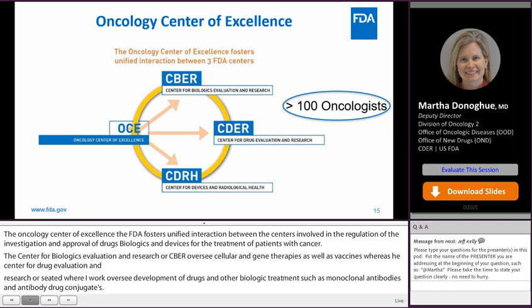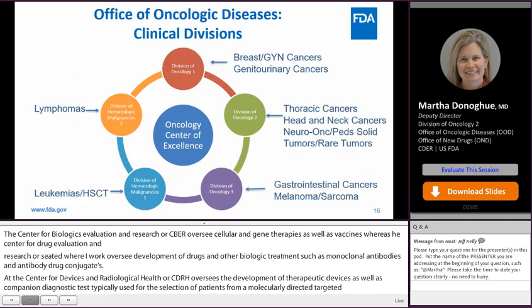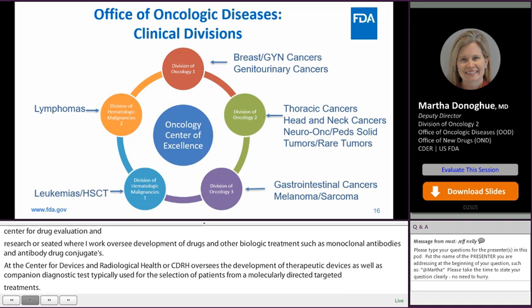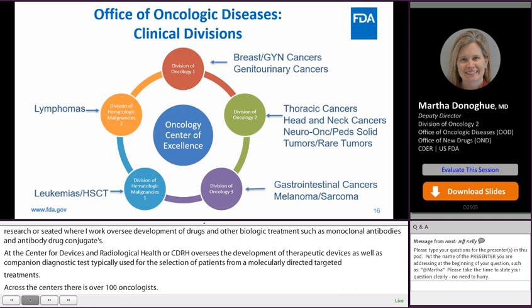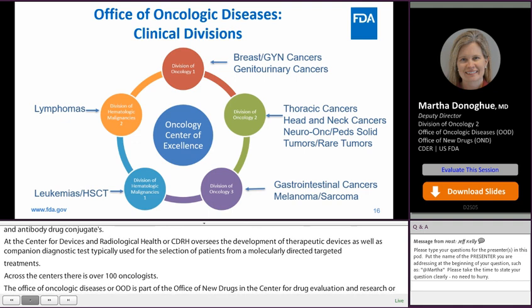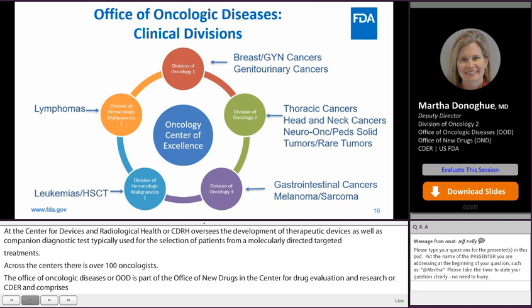Across these centers, there are over 100 oncologists. The Office of Oncologic Diseases, or OOD, is part of the Office of New Drugs in the Center for Drug Evaluation and Research, or CDER, and comprises 5 review divisions, and each division has teams dedicated to specific cancer types, as shown in this slide. The 3 solid tumor divisions share responsibility for first-in-human trials that enroll patients with a variety of solid tumor types.